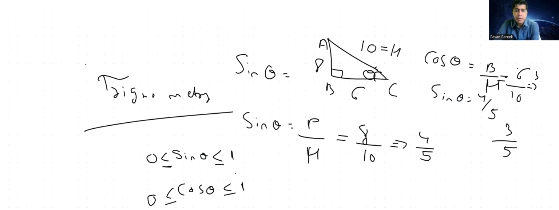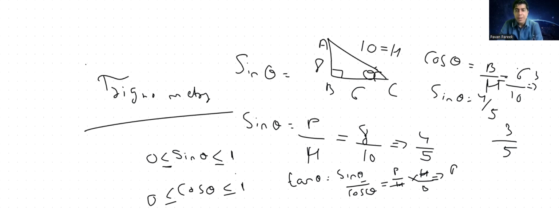And what about tan theta? Tan theta is nothing but sin theta upon cos theta. So what is sin theta? Sin theta is perpendicular upon hypotenuse. And cos theta is base upon hypotenuse. So P upon H divided by B upon H. H will come to the numerator and B will go to the denominator, and H and H will cancel out. So tan theta, that is sin theta upon cos theta, is equal to perpendicular upon base.